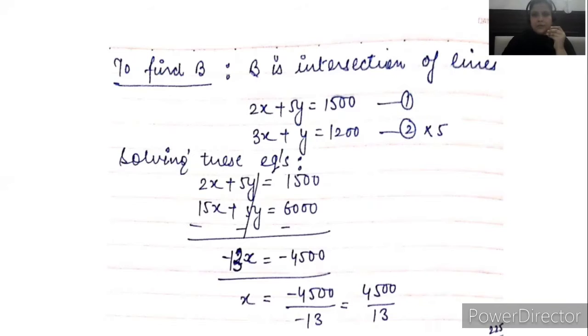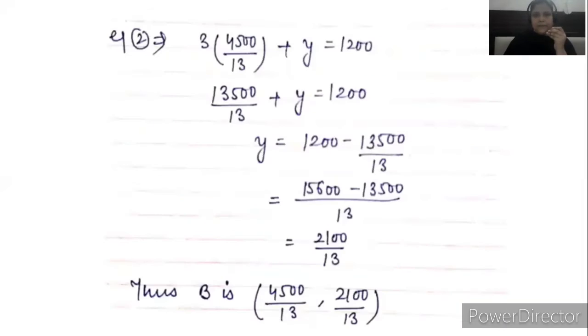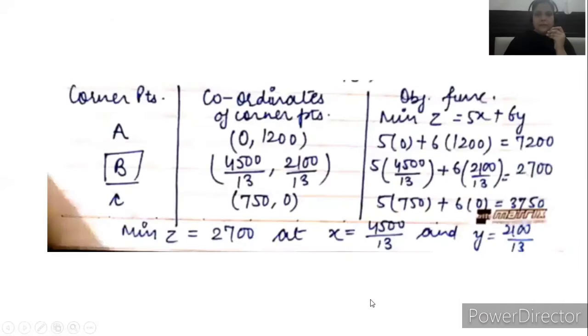Multiply first equation by 1 and second equation by 5. You'll get the value of x, that is 4500 by 13. Put the value of x either in equation 1 or in equation 2, you'll get the value of y. I put the value of x in equation 2. So thus by solving it, I get the value of y is equals to 2100 by 13. Thus the coordinates of B are 4500 by 13 and 2100 by 13.